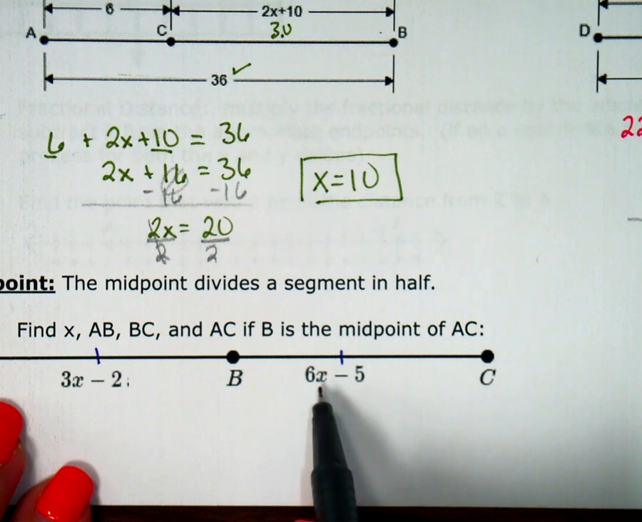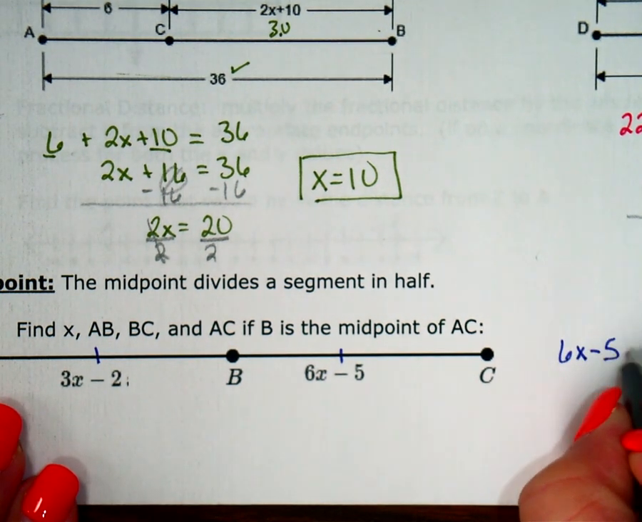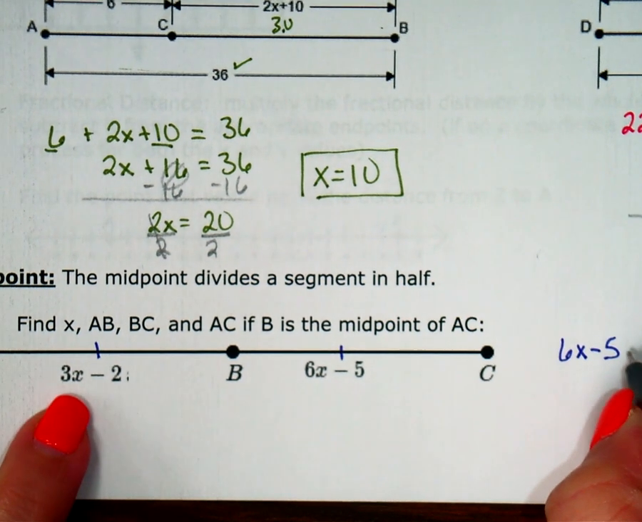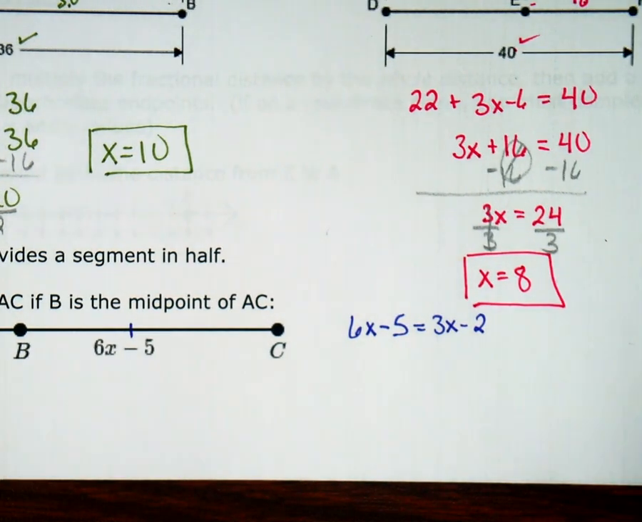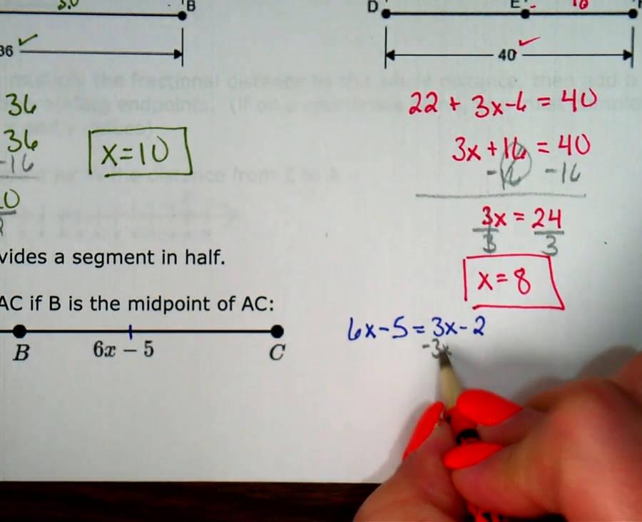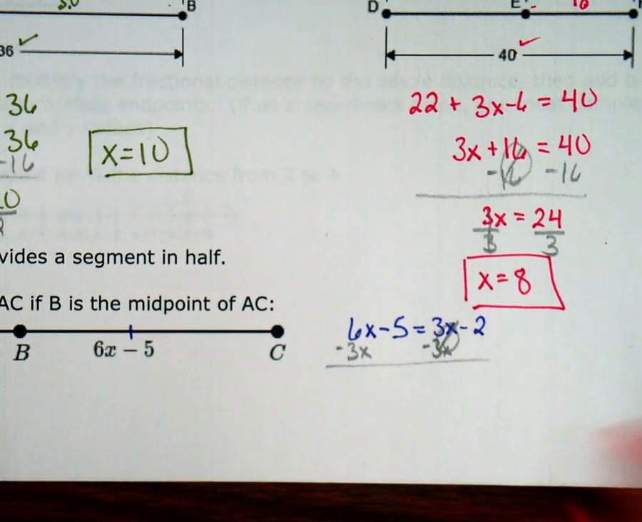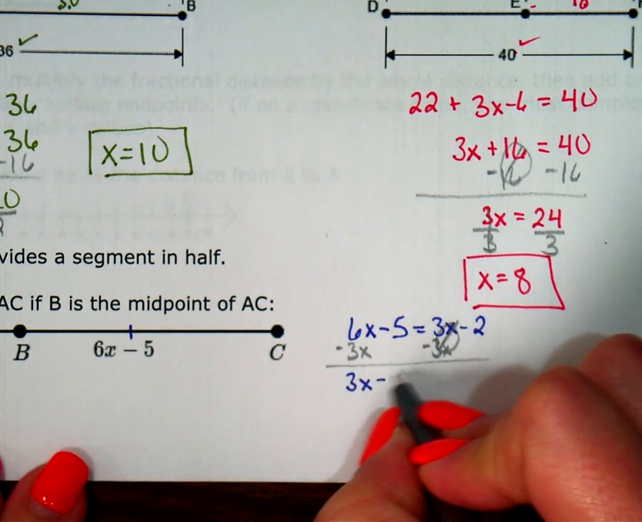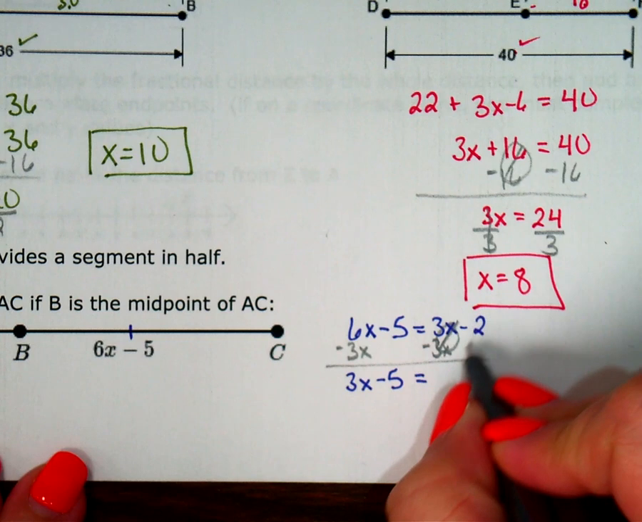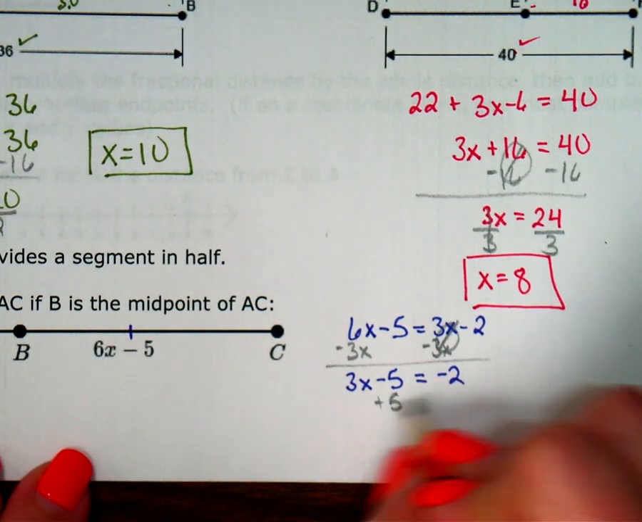So I'm going to go with the bigger x first, just so my x stays on the left. 6x minus 5 is going to equal 3x minus 2. Move over here so I can have room to work. First thing I want to do is get all my x's together, so I'm going to subtract 3x on both sides. When I do that, I end up with 3x minus 5 equals negative 2. I'm going to add 5 on both sides.